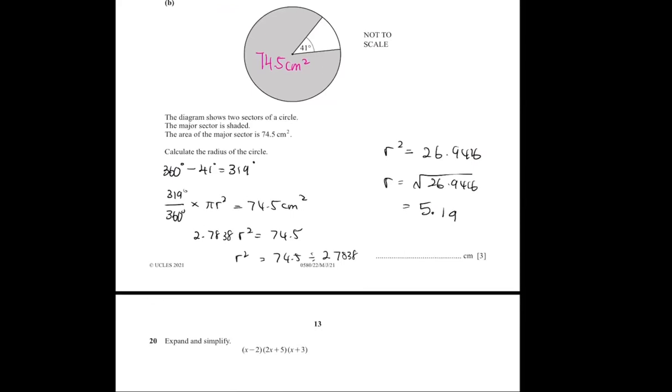Double check. 319 divided by 360 times pi is 2.7838. 74.5. Oh, I think I changed the number here. Click here, that's something wrong.